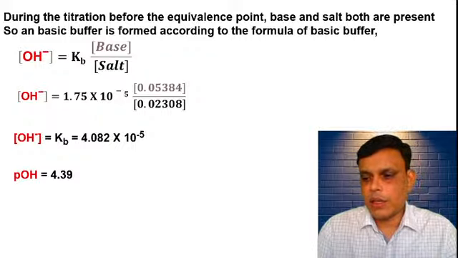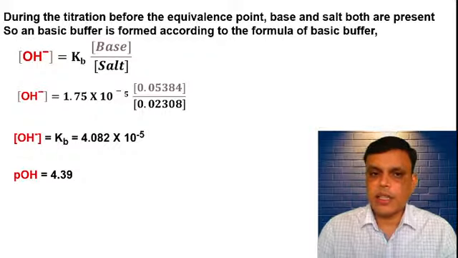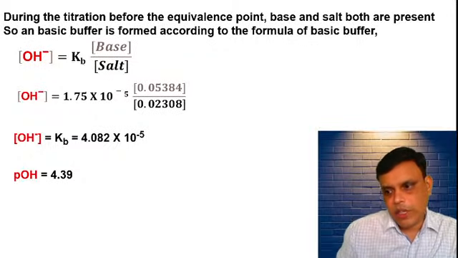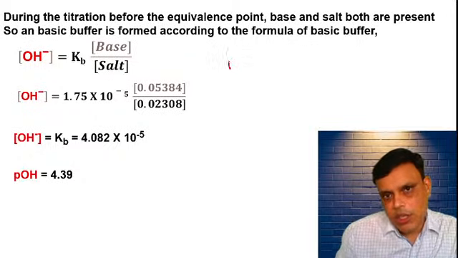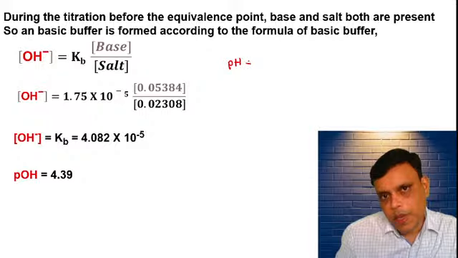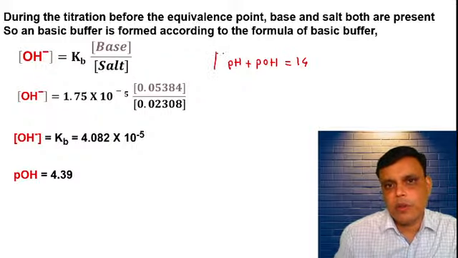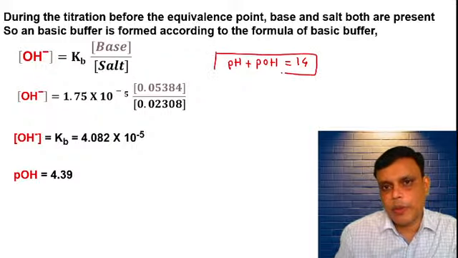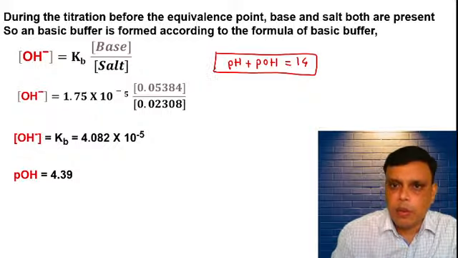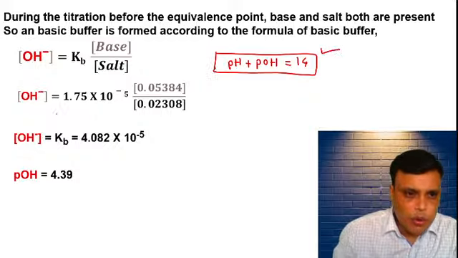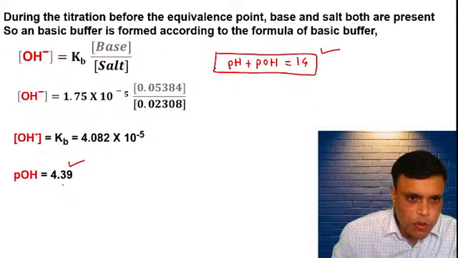pH minus 14 minus pOH. Correct. That is the equation, क्या है वो equation? pH plus pOH equals to 14. Remember this formula. ये formula आप लोगों को use करना है. Now you know the pOH. Value of pOH is 4.39.